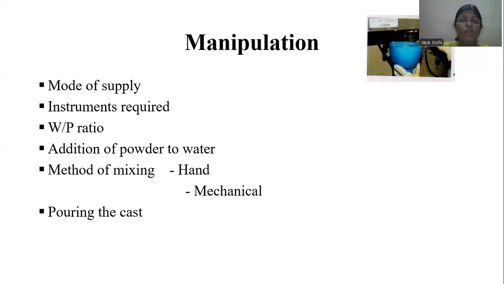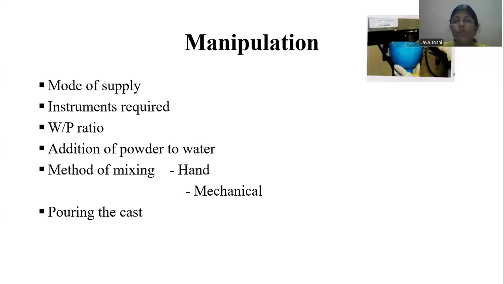Now, coming to the manipulation. So we will be discussing these points: mode of supply, instruments required, water powder ratio, addition of powder to water, methods of mixing and pouring the cast. Now, mode of supply, as every one of us knows, is that it is supplied in the form of powder. The instruments required for hand mixing are a flexible parabolic shaped rubber bowl and a straight stainless steel plaster spatula. And in case of mechanical mixing, we require a mechanical mixer.